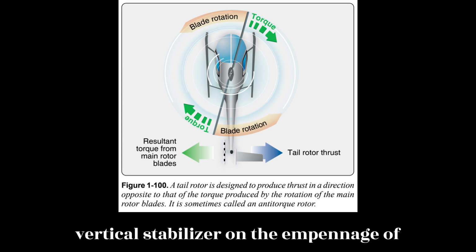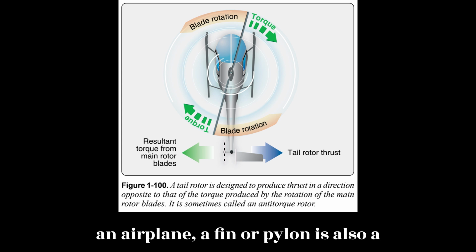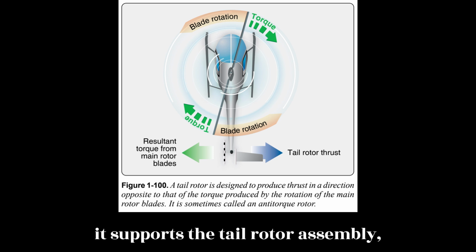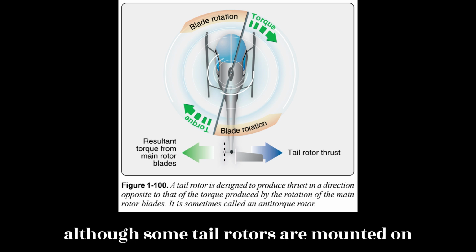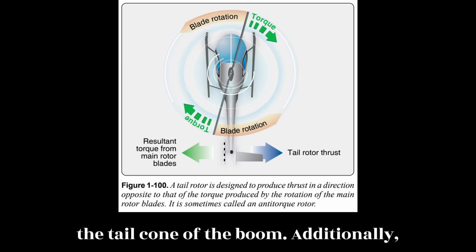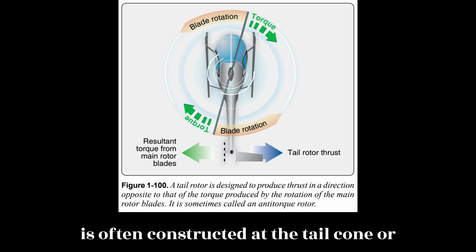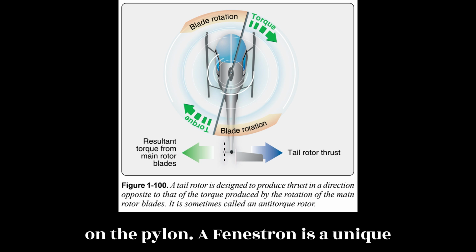Similar to a vertical stabilizer on the empennage of an airplane, a fin or pylon is also a common feature on rotorcraft. Normally, it supports the tail rotor assembly, although some tail rotors are mounted on the tail cone of the boom. Additionally, a horizontal member called a stabilizer is often constructed at the tail cone or on the pylon.